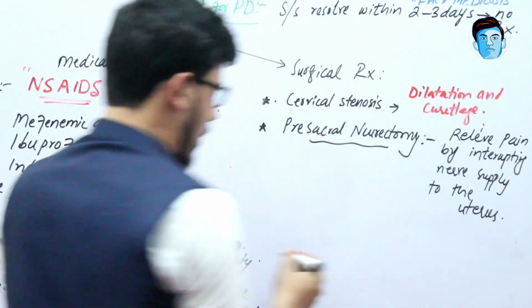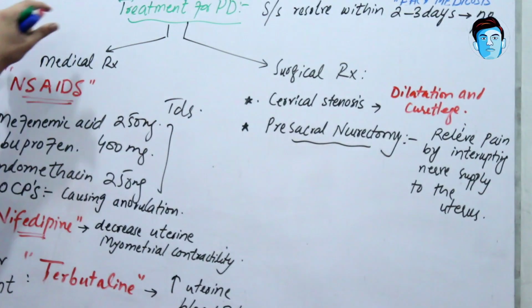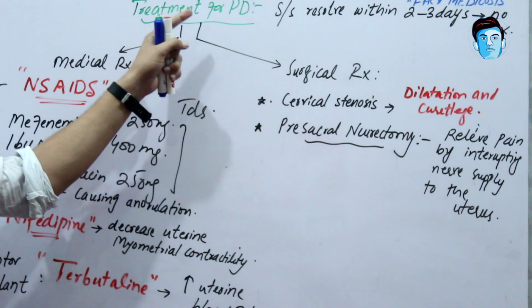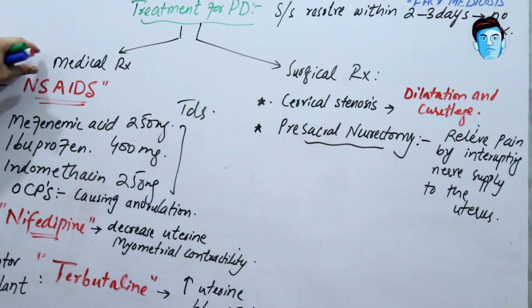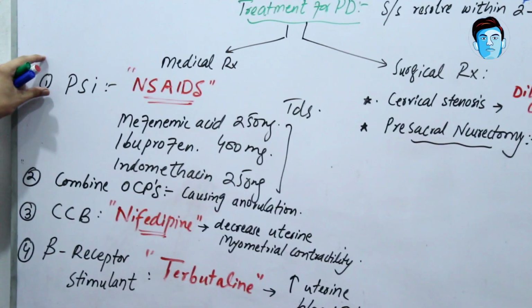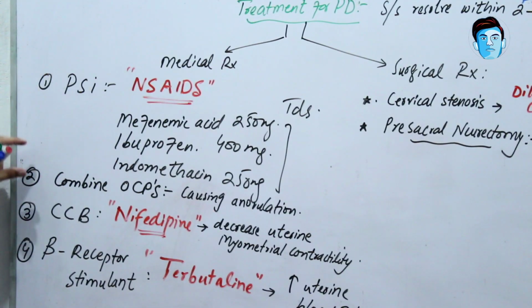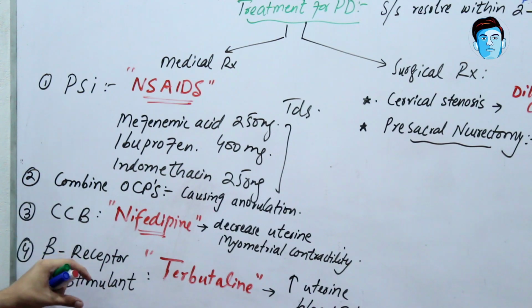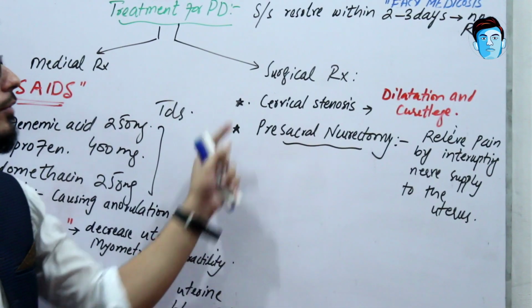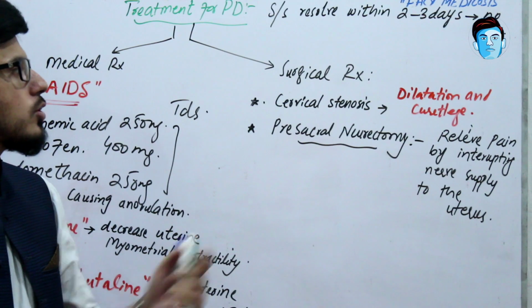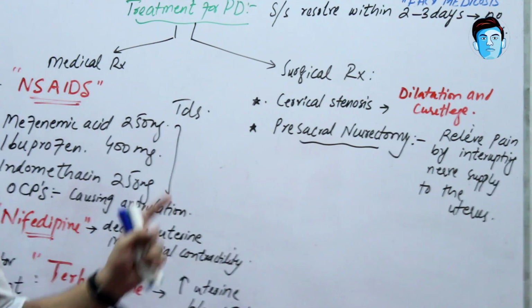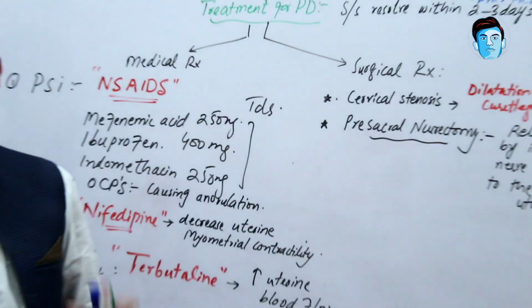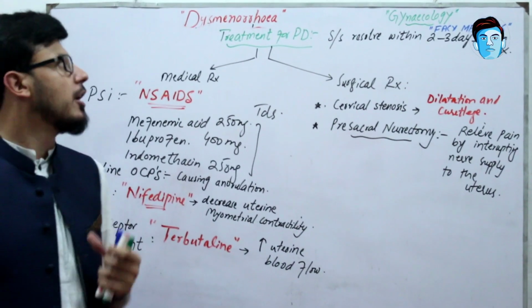Now, it is worth noting the treatment for primary dysmenorrhea. It is classified into medical treatment and surgical treatment. In the medical treatment, we have an option of prostaglandin synthase inhibitors, combined oral contraceptive pills, calcium channel blockers, and beta receptor stimulants. While for the surgical approach, we have to do dilatation and curettage. Also, we have an option for the presacral neurectomy. So, students, that's all about the first type of dysmenorrhea, that is called primary dysmenorrhea.